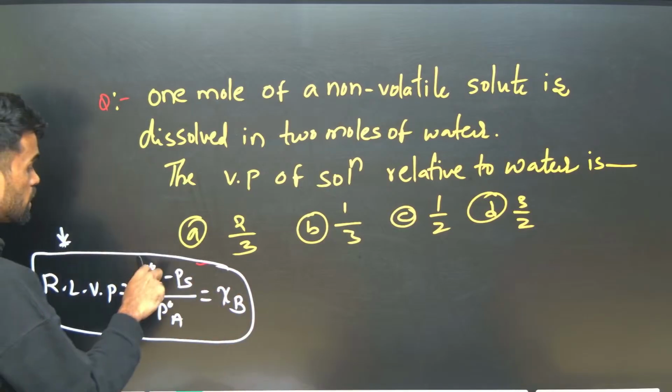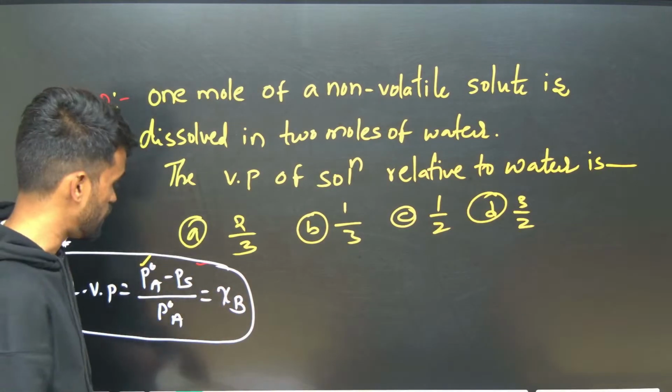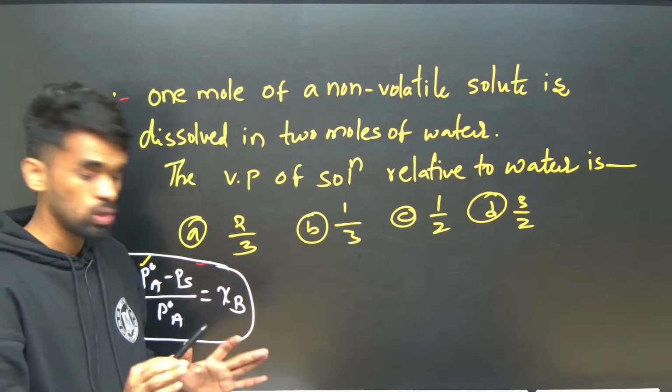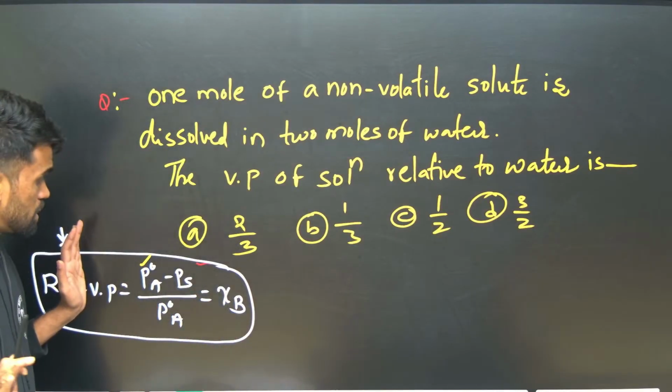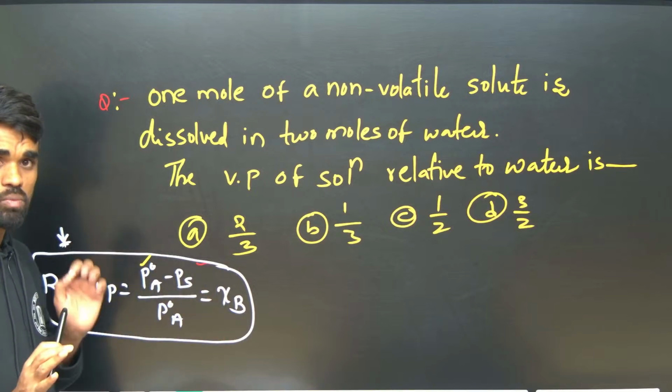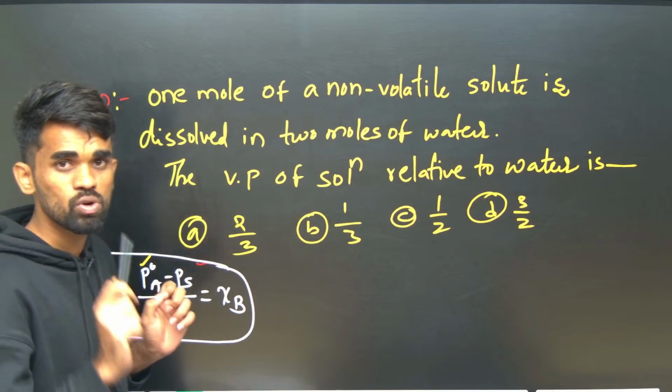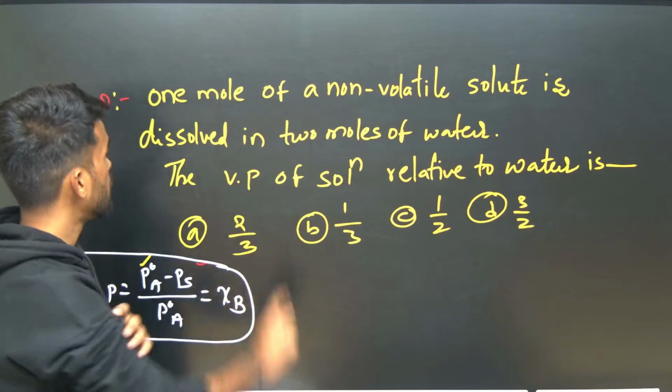So what is P naught A here? Vapor pressure of pure solvent. PS means vapor pressure of solution. Again, P naught A is the vapor pressure of pure solvent. XB means mole fraction of solute, whereas XA means mole fraction of solvent, right? Okay, now read the question.